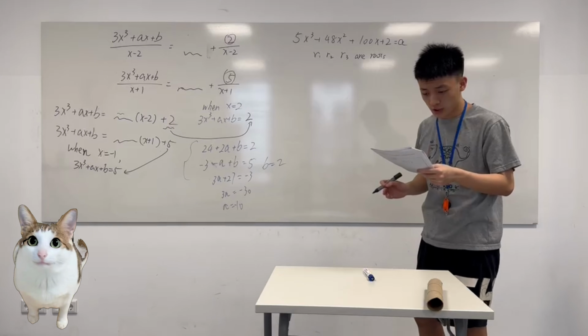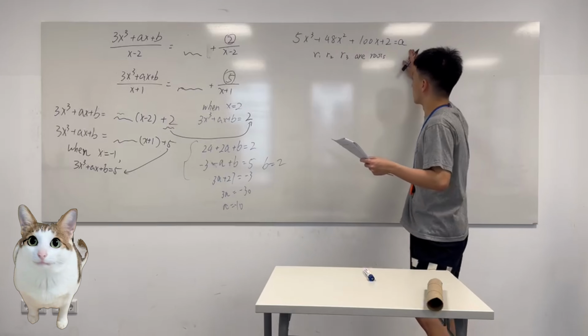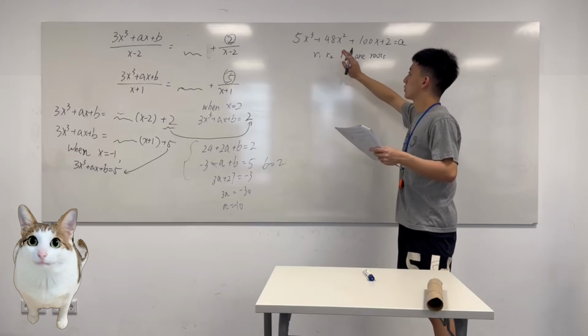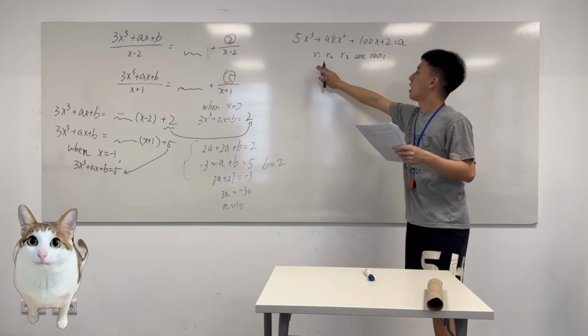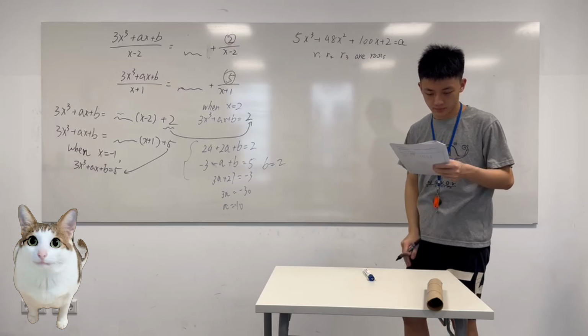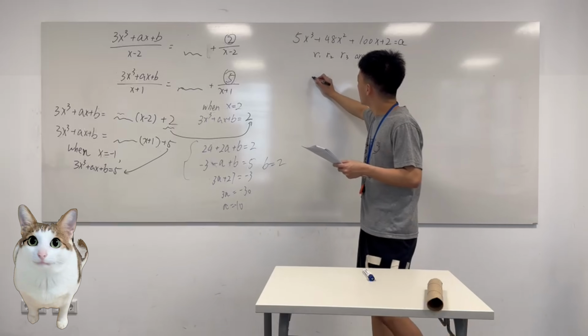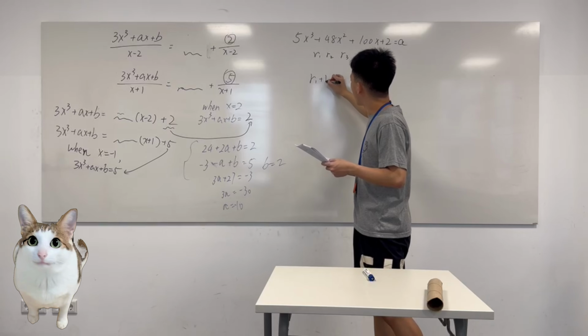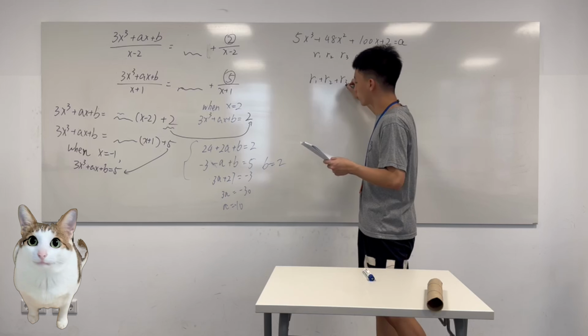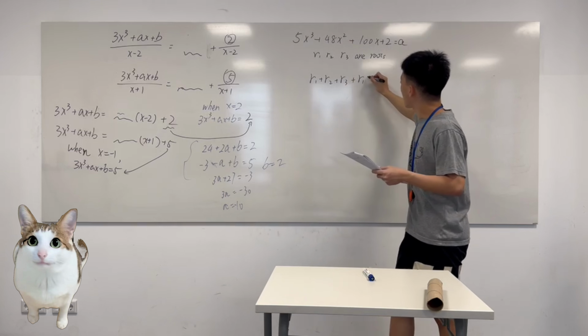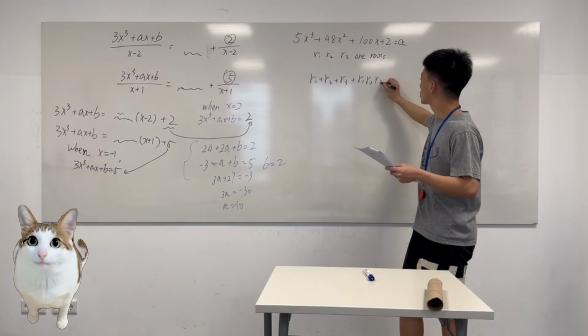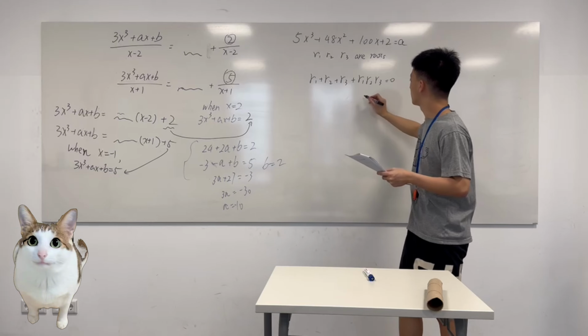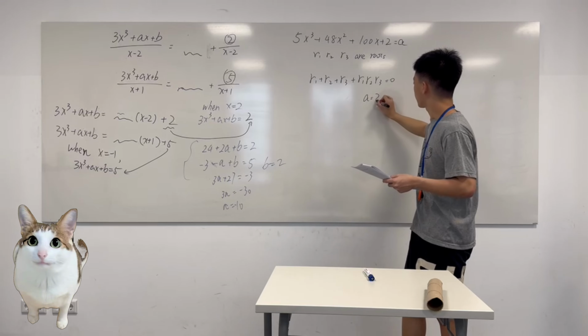So we get the equation like that here. And we know that the roots of the equation are R1, R2, R3. Then we know that R1 plus R2 plus R3 plus R1 times R2 times R3 equals 0. Then find a is equal to what?